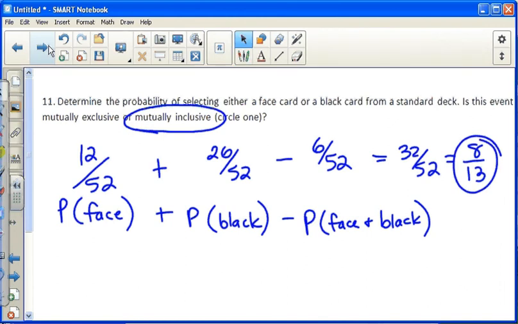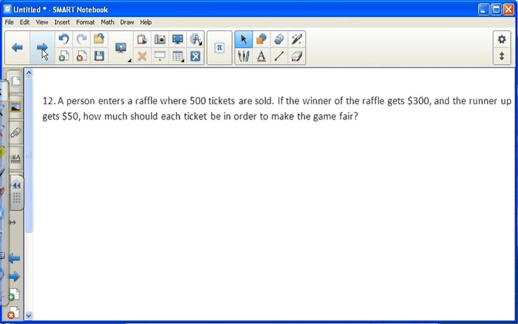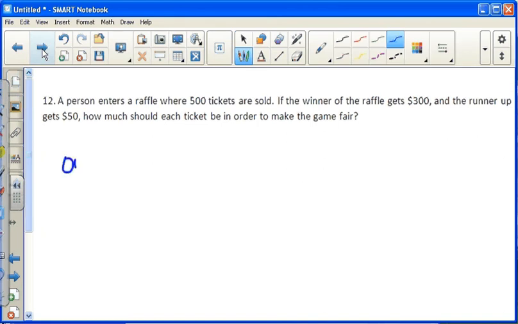Alright, now a person enters a raffle where 500 tickets are sold. If the winner of the raffle gets $300 and the runner-up gets $50, how much should each ticket be in order to make the game fair? So we start by talking about the different outcomes that are possible. The winner gets $300. So one person gets $300, one person gets $50, and everybody else gets 0.